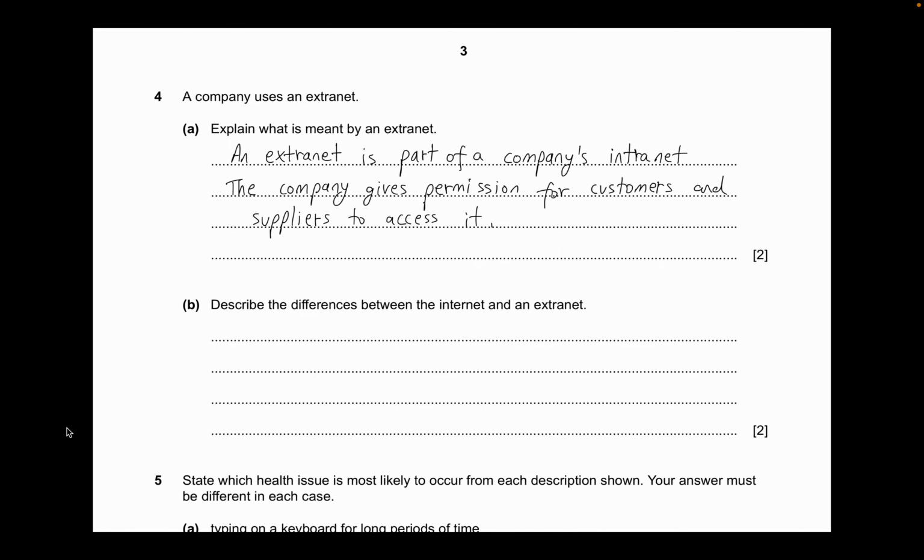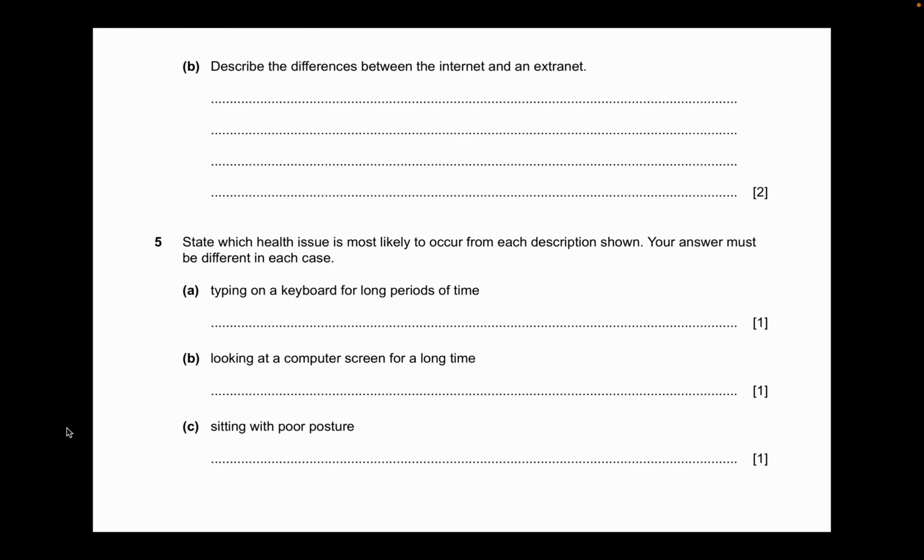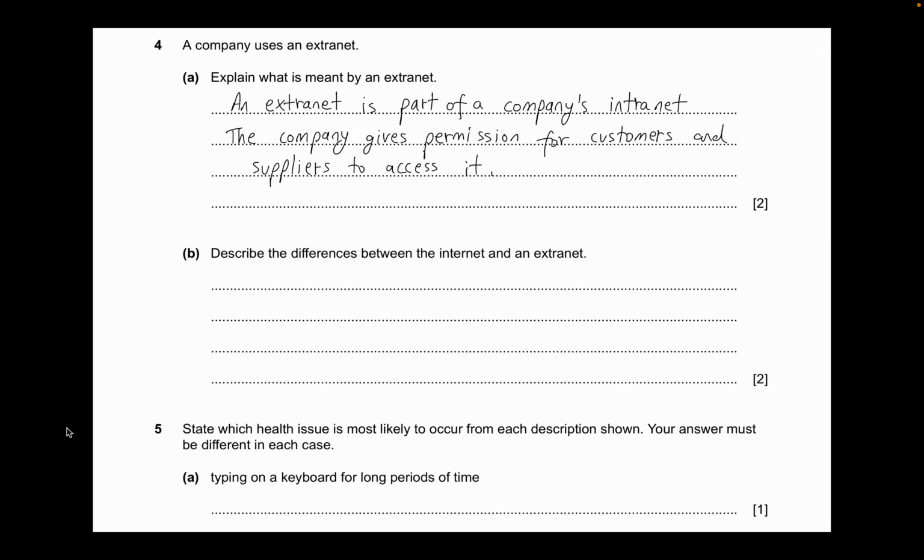You can also mention that it enables businesses to exchange information over the internet in a secure way, or you can mention that an extranet requires credentials, like a username and password scenario, to access it. These are some of the additional points that you can write for what is meant by an extranet. Okay, so next question is describe the differences between the internet and an extranet.